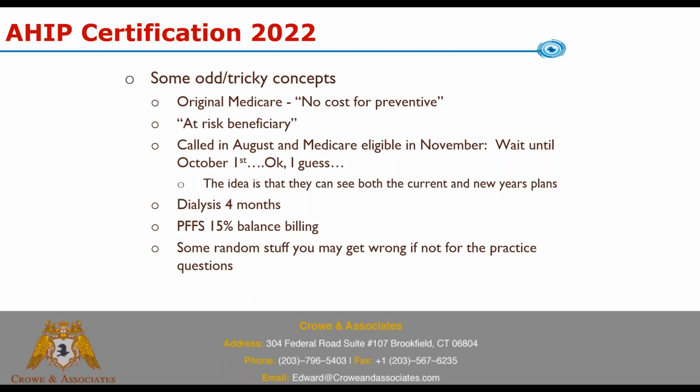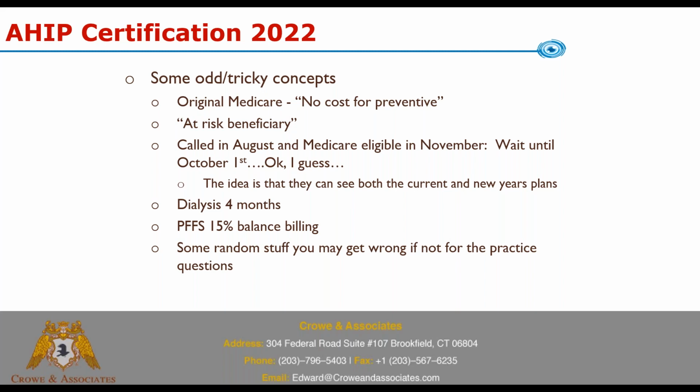So there are a couple odd, tricky questions, as I mentioned. One to keep note of, and it's not in the sample questions. When you take this test, like 46 of your questions will be off the sample questions from the modules. There's a few that aren't. One of them was an original Medicare one, and it mentions in there no cost for preventive. Well, I think of original Medicare as really not covering much, if anything, preventative, so that kind of threw me a little. But they're going with the theme of that original Medicare covers preventative services at no cost. So just something to keep in mind.